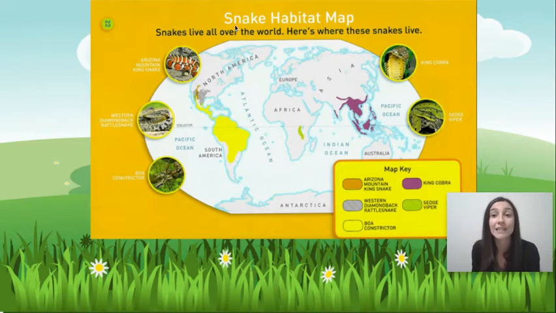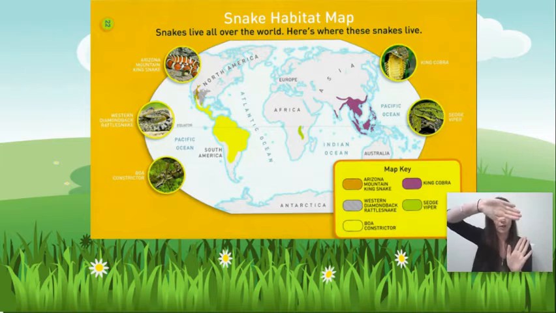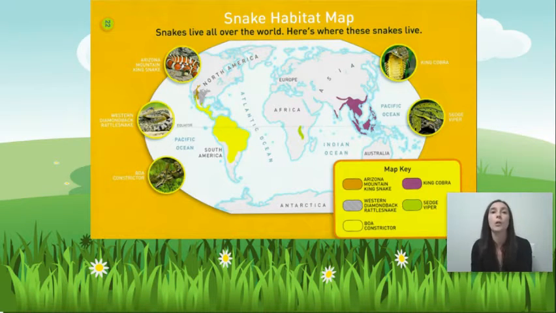So here is our snake habitat map. If you want to look and follow along in your mentor text, you will open up to the back cover on the last page, and it's this orange page. When you open your book, it's going to be sideways. I took my picture that was sideways and I put it like this so we could really look closely at it. So this is a snake habitat map. Snakes live all over the world. Here's where these snakes live.